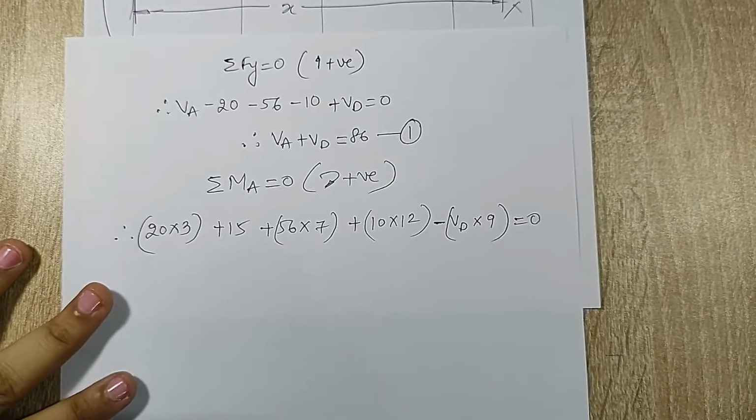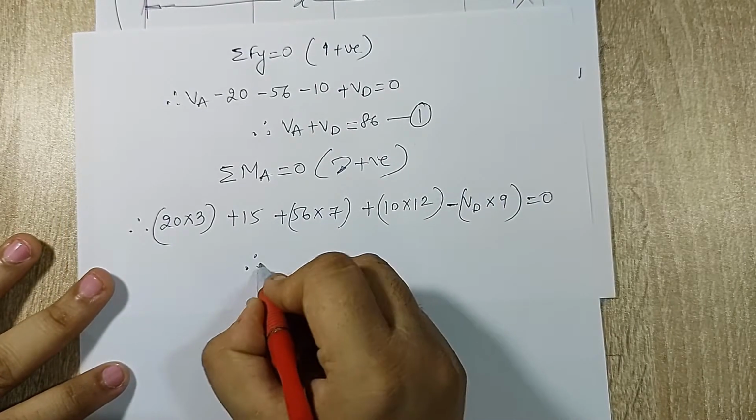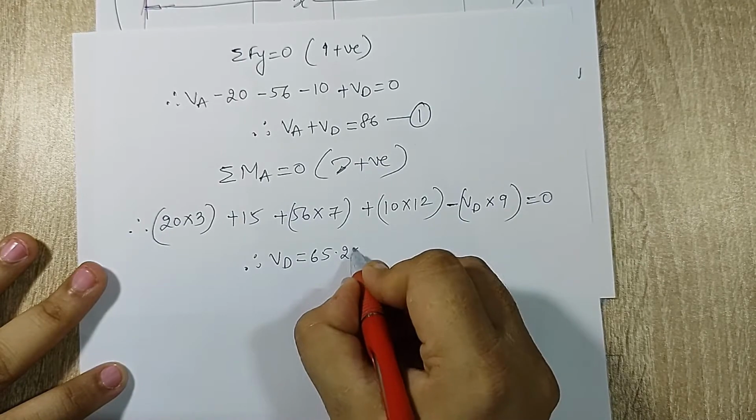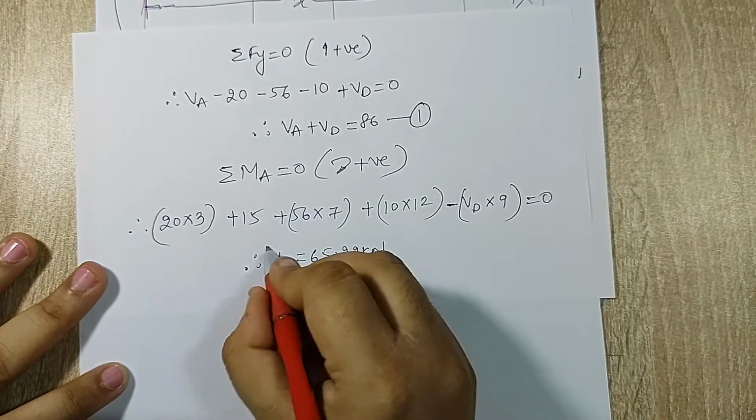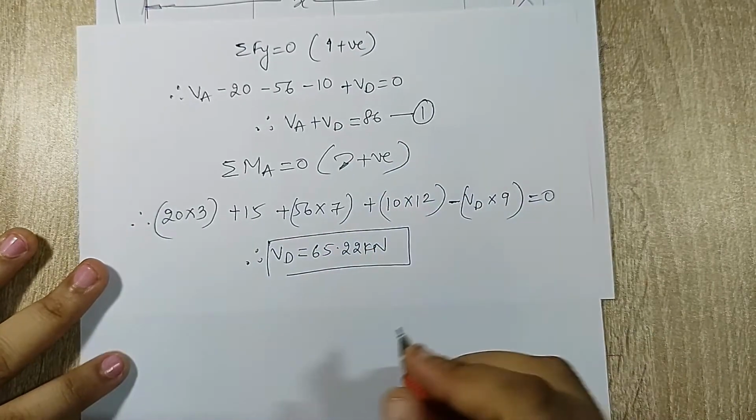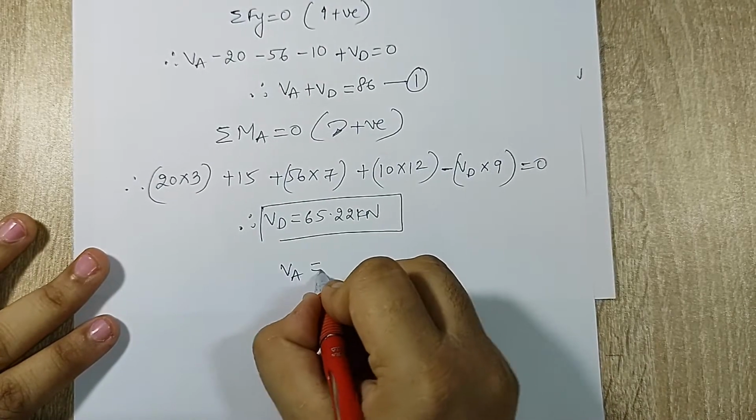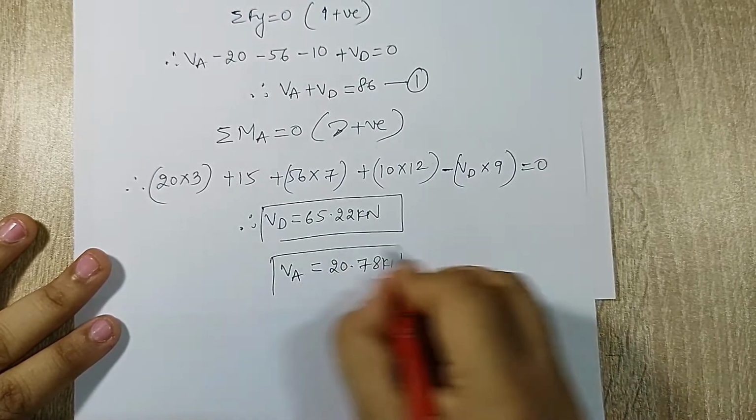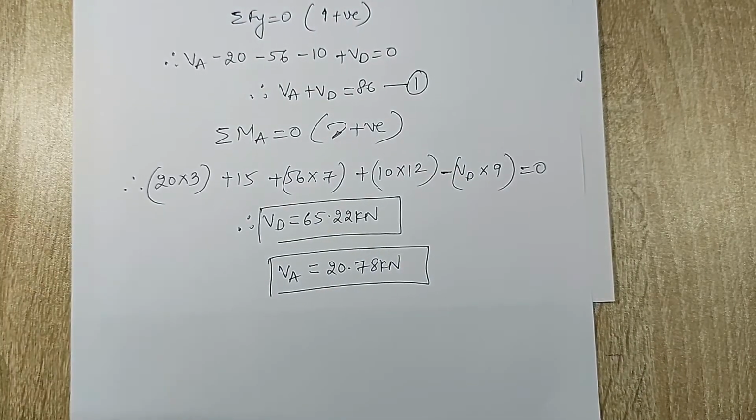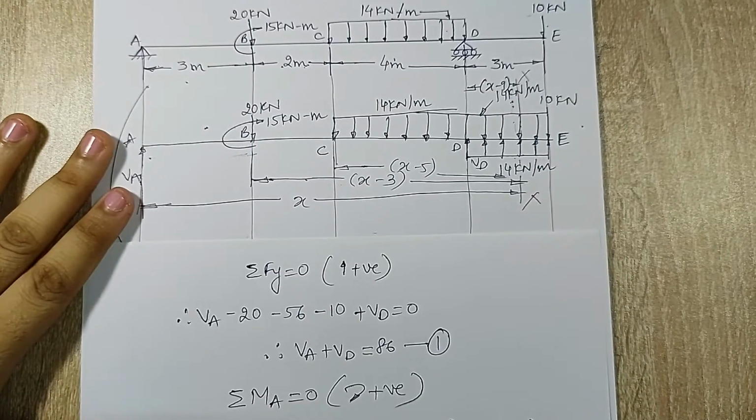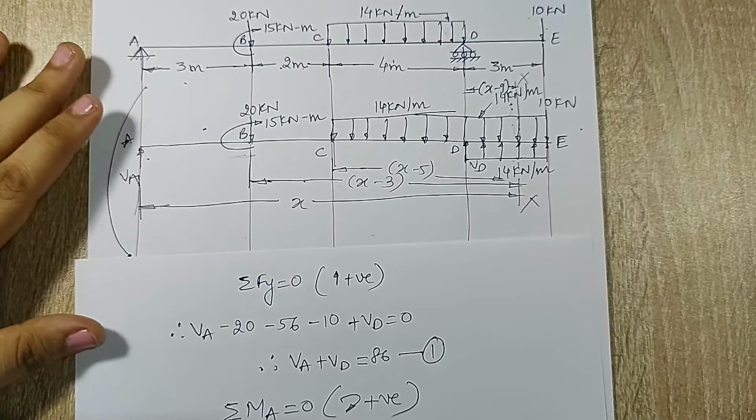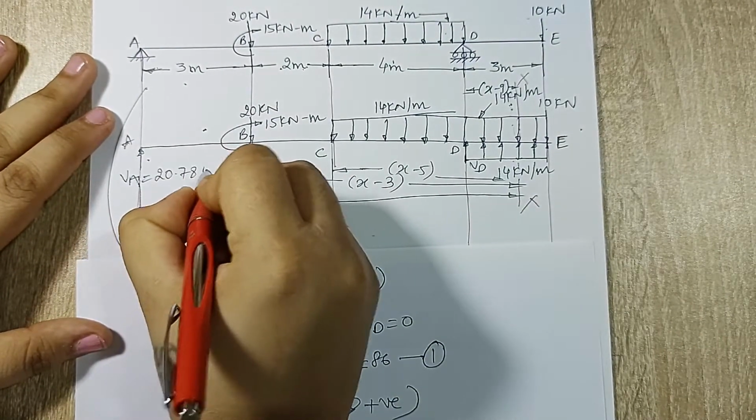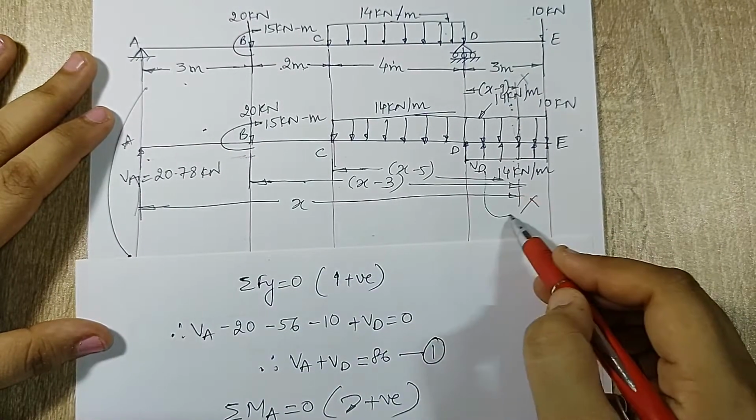When I solve this equation, I get the value of VD as 65.22 kilonewton. When I substitute this VD in equation 1, I get the value of VA as 20.78 kilonewton. So these are the two values that I have obtained. I am going to mark these values on this diagram. So VA is 20.78 kilonewton and VD over here is 65.22 kilonewton.